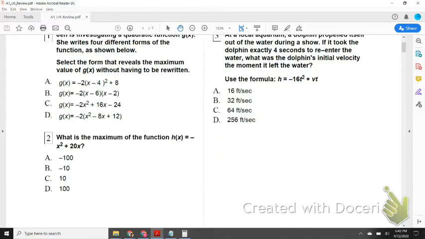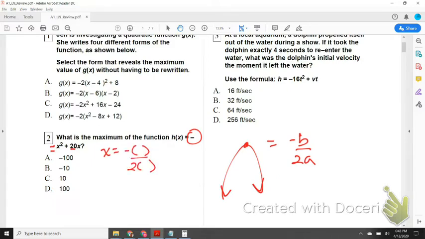What is the maximum of the function? So here we actually have to solve this. Again, that negative right there should go down to the next line. I apologize for that. So if I want to know the maximum, I need to find the vertex. To find the vertex, I need to use the vertex formula. If you recall, it's negative b over 2a. My b is 20, my a is negative 1. So the x value of my vertex is negative b over 2a, where b is 20 and a is negative 1.